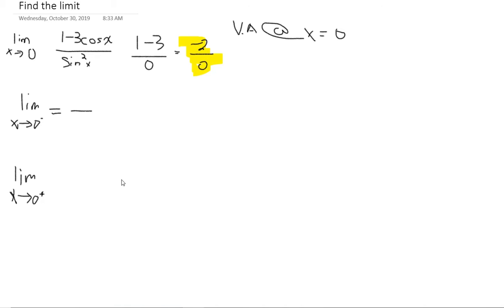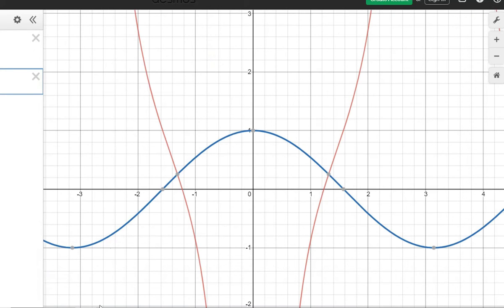So what's the sign as x approaches 0 from the left? So we're thinking negative numbers. What will happen to this top function here? What will happen to 1 minus 3 cosine x? How does it behave as x negatively approaches it? Well, let's look at a graph just to make this easier.